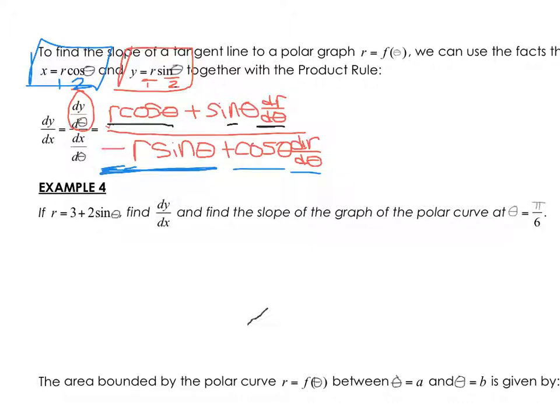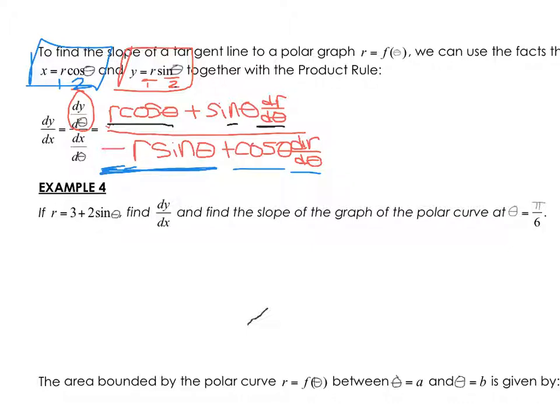A lot of the problems that you're going to use this for are just going to be a little bit messy, but it basically turns into primarily unit circle problems. So taking a look at example 4, it says, if r equals 3 plus 2 sine theta, find dy/dx, and find the slope of the graph of the polar curve at theta equals pi over 6. Sorry, I don't know how to get rid of that stray mark down there. I don't know how it got there.